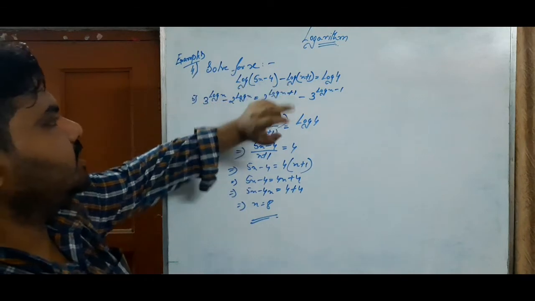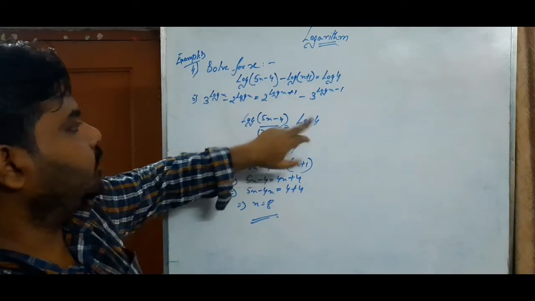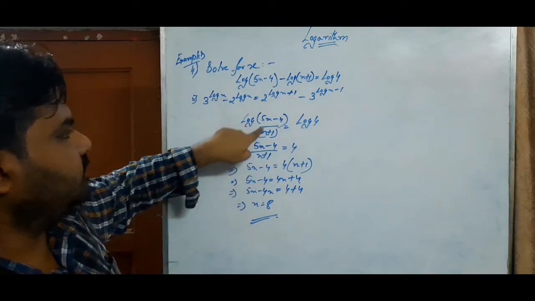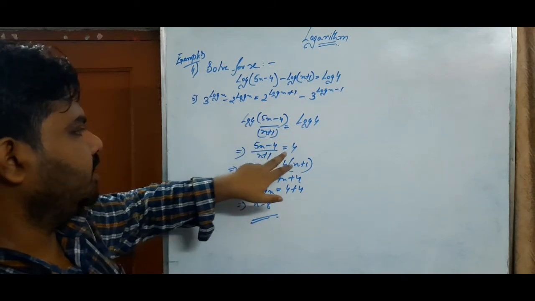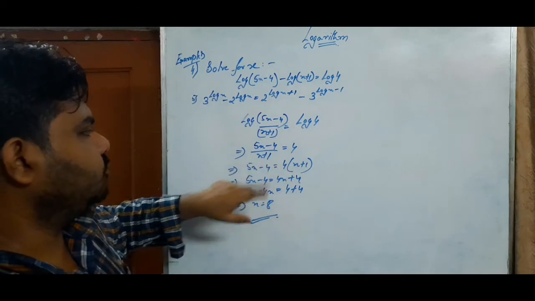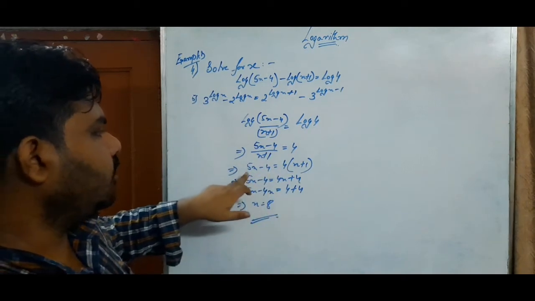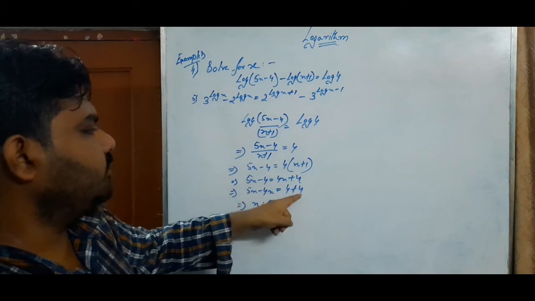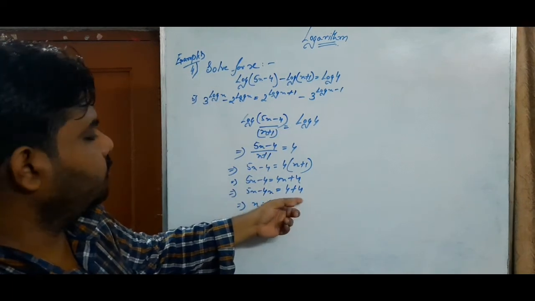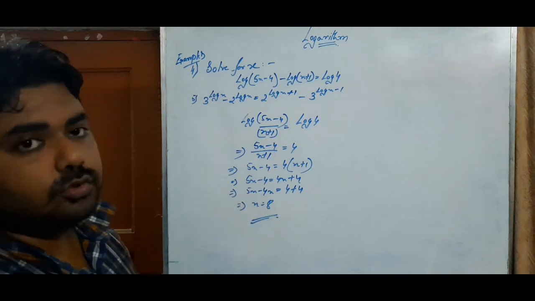Log a minus log b, that is log a by b, equals log 4. Taking anti-log, that is (5x minus 4) by (x plus 1) equals 4. Just cross multiply it. That is 4 into (x plus 1) equals 5x minus 4. 4x plus 4, that is 5x minus 4x equals 4. This minus sign will be plus over here, that is x equals 8.